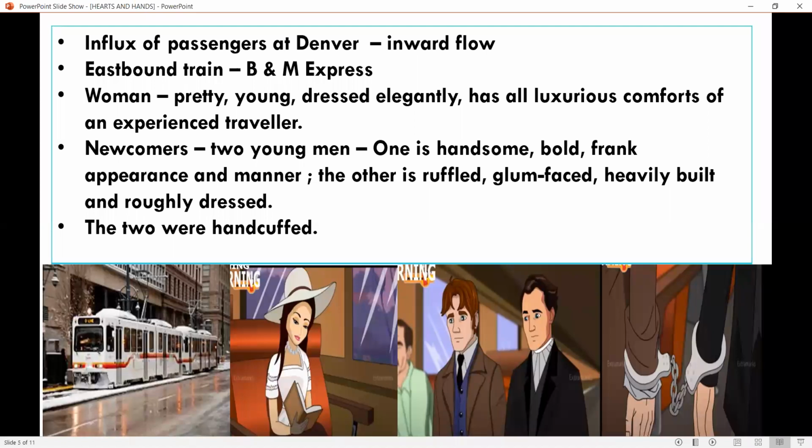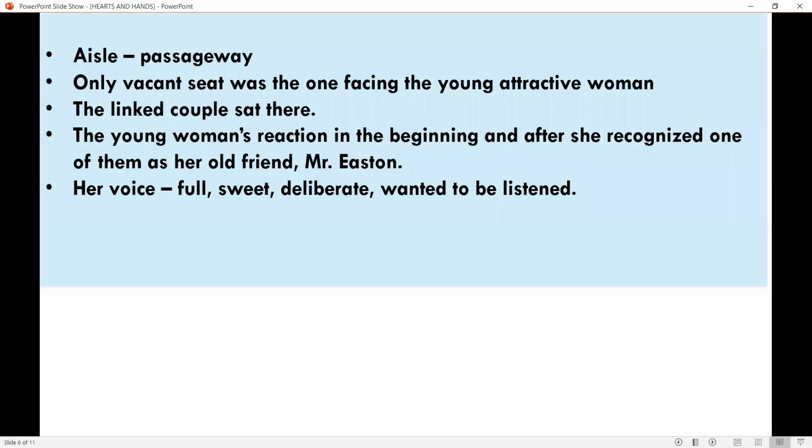So in this paragraph, you should know where the story takes place, the setting of the story, the name of the train, the description of the woman, and how the newcomers are dressed and their appearance, the difference in their appearance. One is handsome, bold, frank. The other one looks very rough, but he's heavily built, and he looks very gloomy and ill-tempered. But both of them were handcuffed, and it indicates that they are criminals. All right. Okay, let's move to the next paragraph.